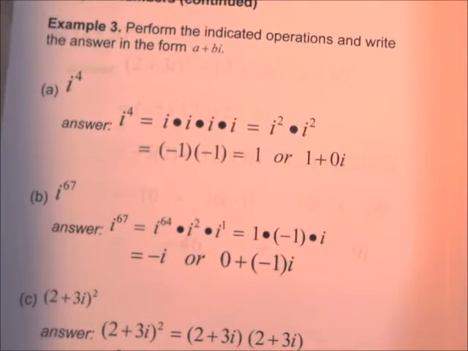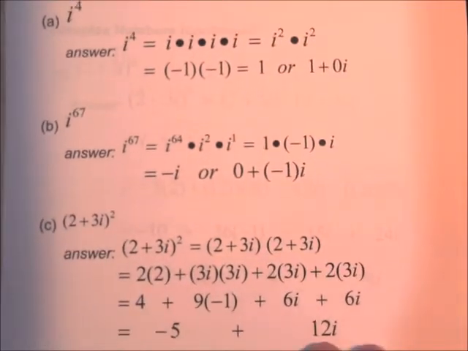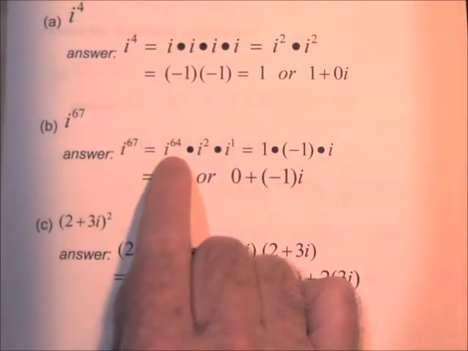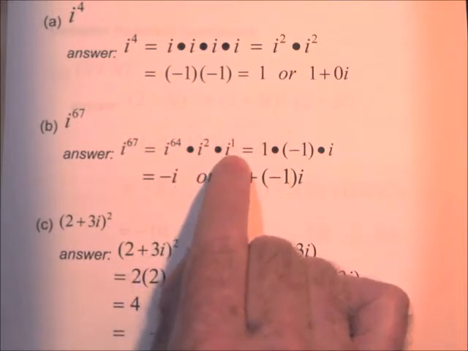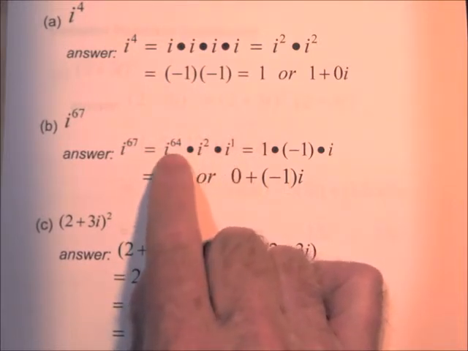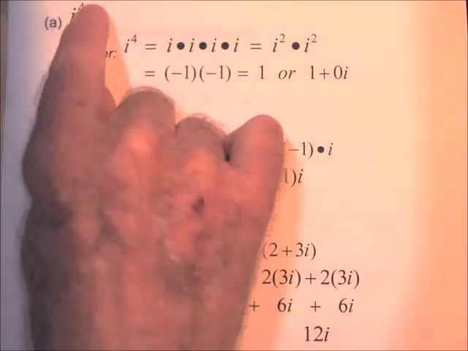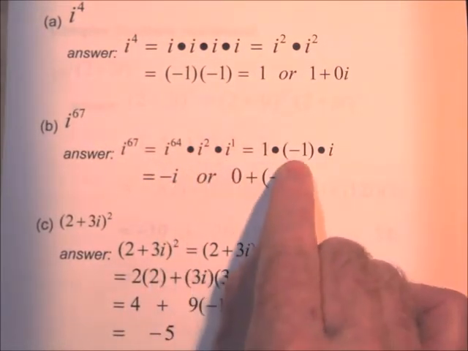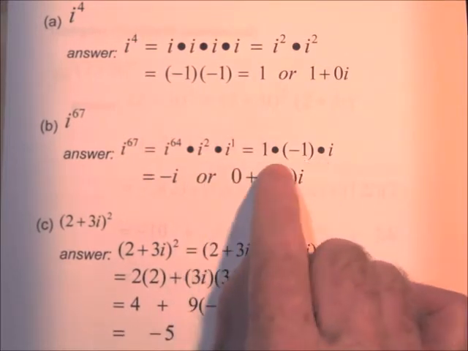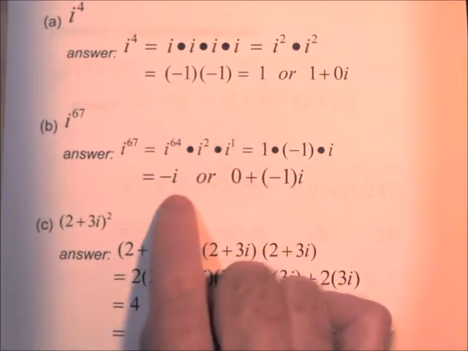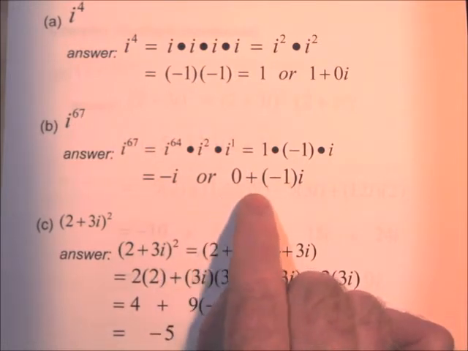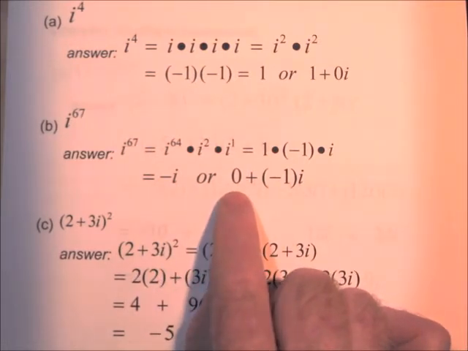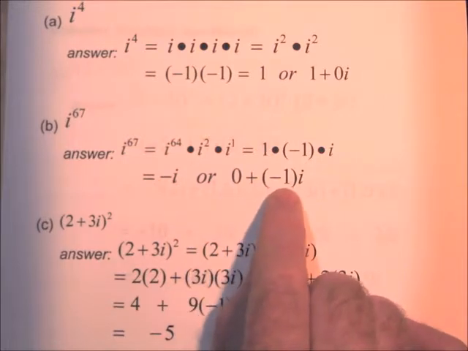i to the 67th power. Well, you can write this as i to the 64th times i to the second times i to the first. Any multiple of 4 will equal 1. So i to the fourth, but i to any multiple of 4 is going to be 1. i to the second power is negative 1. i to the first is just i. So you have 1 times negative 1 times i, which is negative i. Or if you want to write it in exactly that form a plus bi, you could write 0 plus negative 1i.